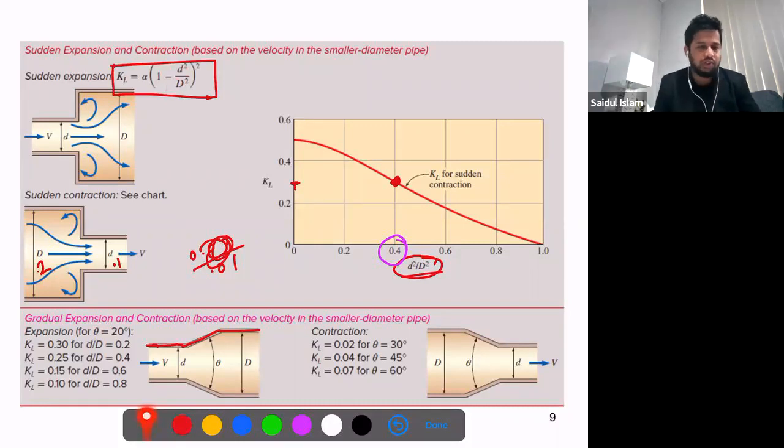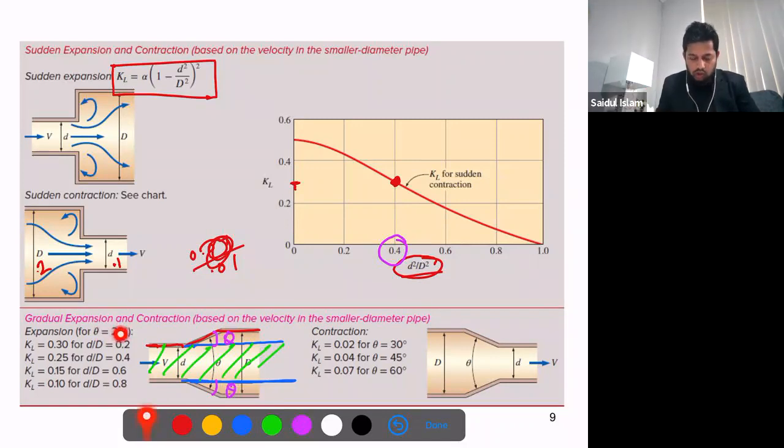Now for gradual expansion, it is important. Why is it important? In general, the pipe will be like this. Let's say this is the pipe, but it's a gradual expansion. So we have an angle here, theta. So this is the angle. So when it is the 20 degree, this expansion, for 20, this is 10, this is 10, for example.